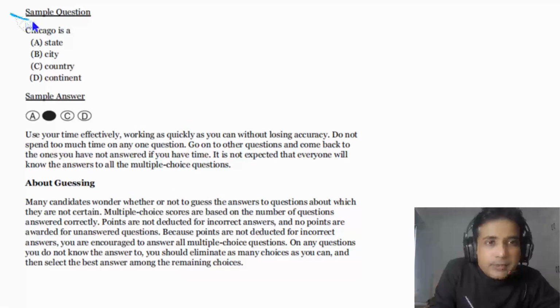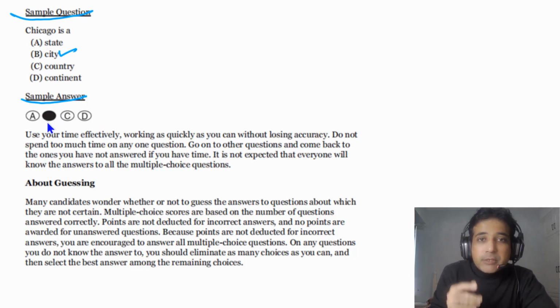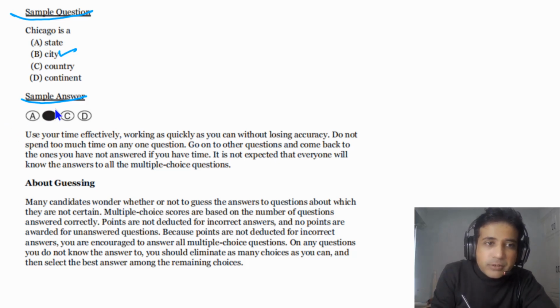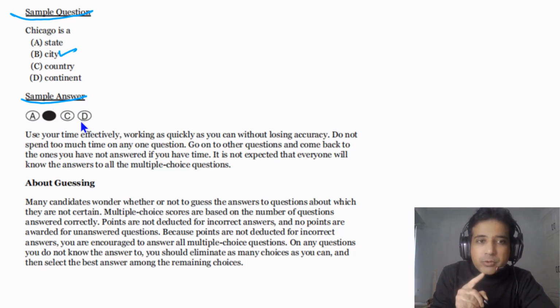On the second page, you can also find a sample question with a sample answer. For example, for this question, the answer is B. So this is how you need to fill in the answer sheet. You have to fill this oval completely. But if you change your mind, first you fill B, then you think maybe the answer is D, you have to completely erase this one and then fill in the other. These things are very important to answer in your exam.